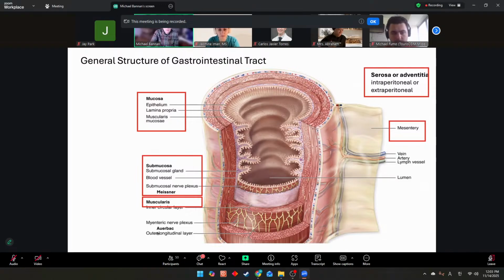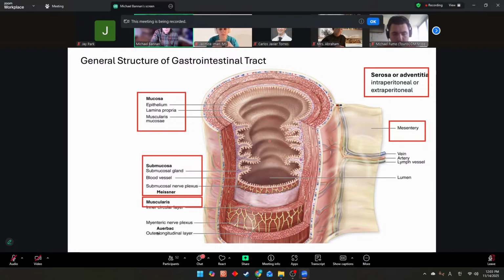So let's first look at this slide, which is a slide demonstrating the general structure of the gastrointestinal tract. So you can see that this is a cylinder that we have opened by cutting out a portion of the wall of the cylinder. And the lumen is in the center here.